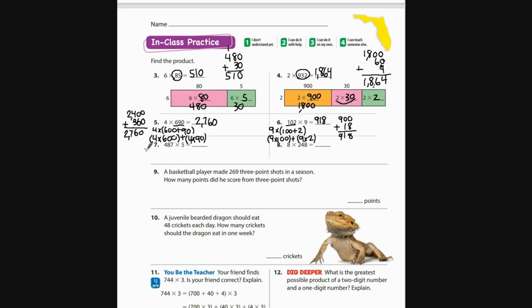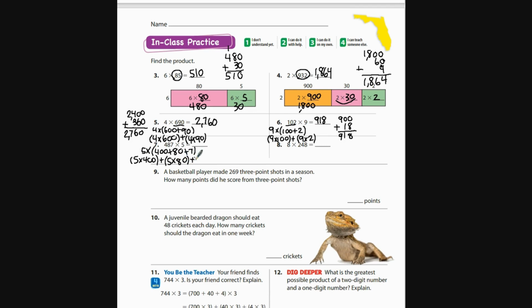Okay. Let's try number 7 now. We're going to switch the numbers around. I'm going to put 5 times 487. Let's expand that number as 400 plus 80 plus 7. Now, here we go, parentheses. We keep 5 times the first number, 400. Close it. Plus, parentheses again, 5 times the middle number, the tens place, 80.